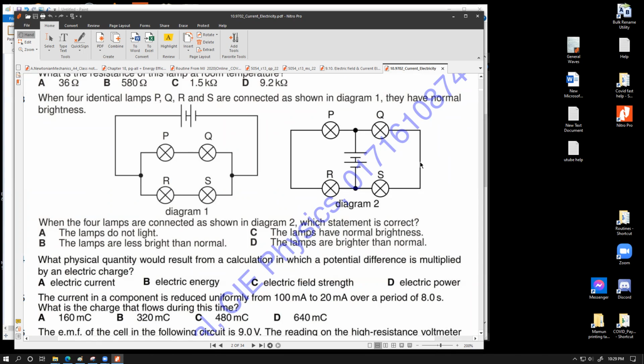C. C happens to be correct. Can you say why?